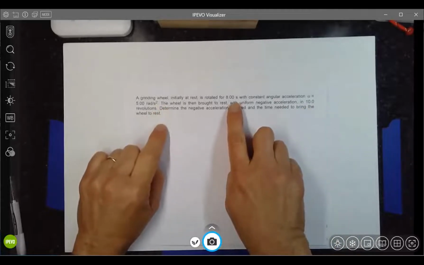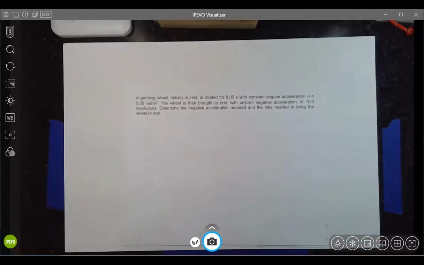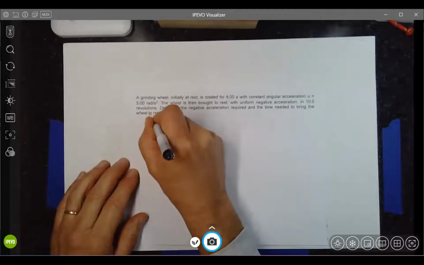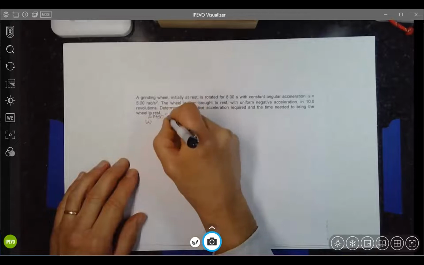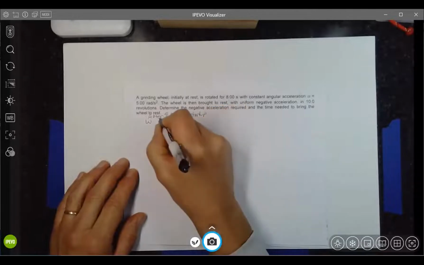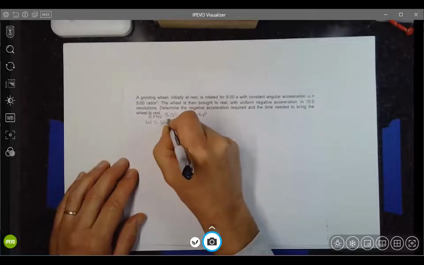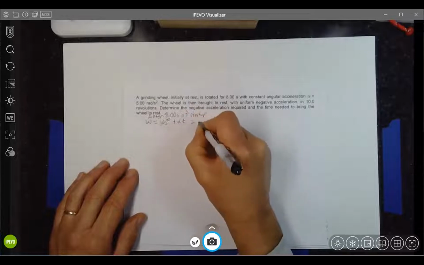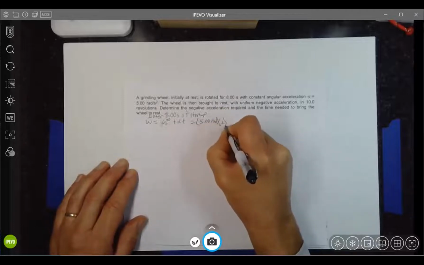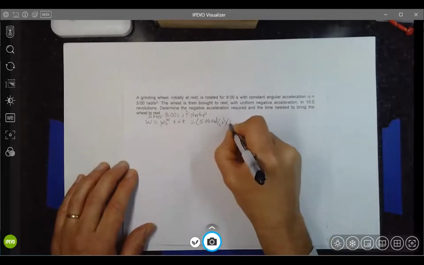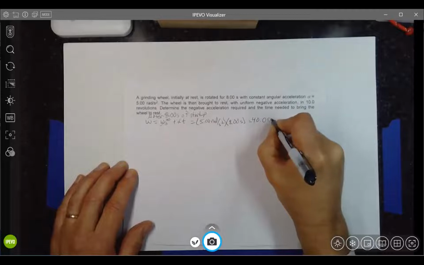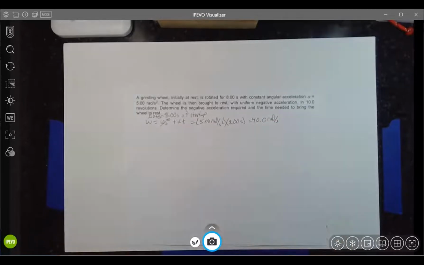We know that it's rotated for 8 seconds with a constant angular acceleration. In fact, we can figure that out. Omega, and this will be after 8 seconds of startup, omega will equal omega naught, which is 0 in this case, plus alpha t. Well, alpha they give to us, 5.00 radians per second squared. 8 seconds is how long this goes on for. I can do that in my head. And we get 40.0 radians per second.